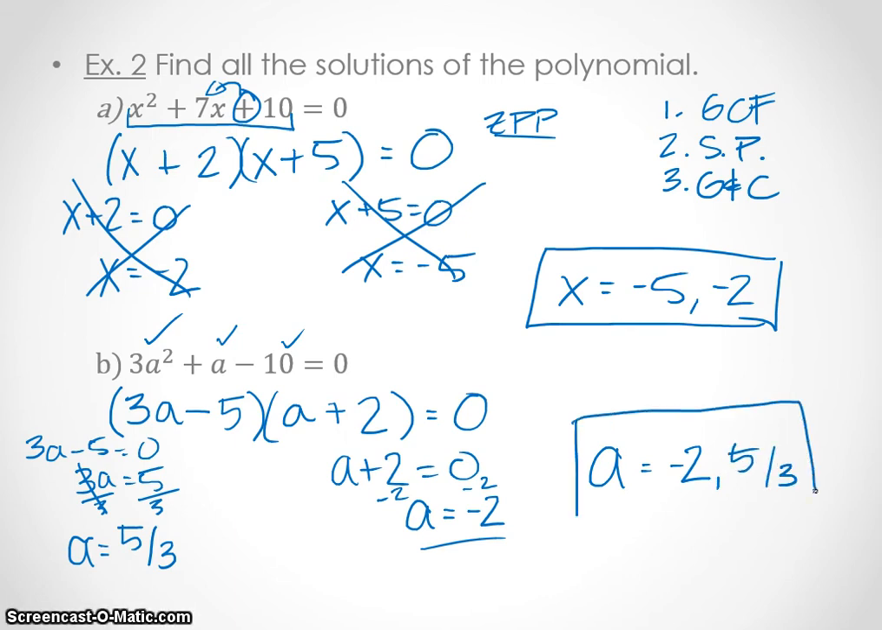Okay, just double checking. For each of these I only got 2 solutions, which makes sense, because if you look at both of them, our degree is 2 in each of them, so I should be getting 2 answers for each problem. Okay, I'll wait till the next video to do the last example for you, and then you guys are going to have a couple problems to try yourself.